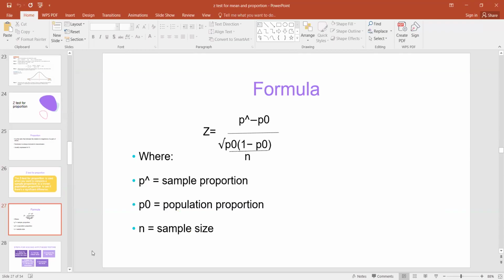Formula for Z-test for proportion: Z is equal to P hat minus P naught divided by the square root of P naught into 1 minus P naught divided by N, where P hat is the sample proportion, P naught is the population proportion, and N is the sample size.